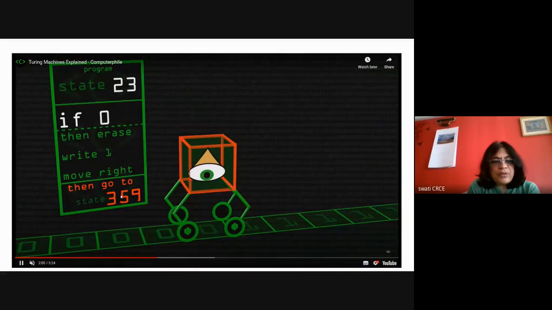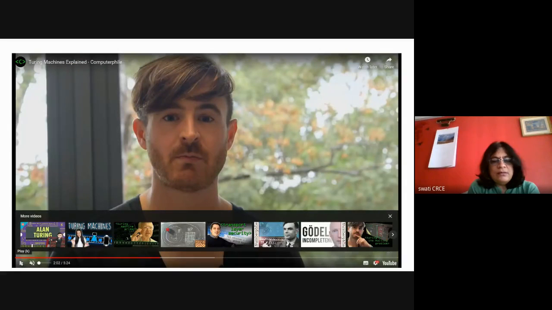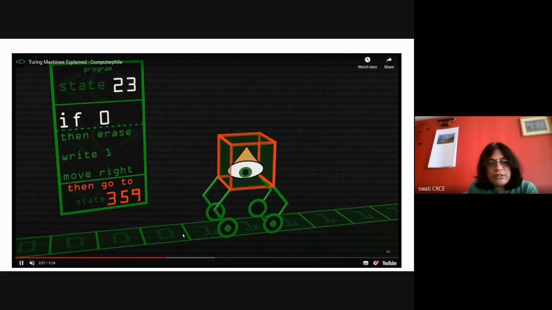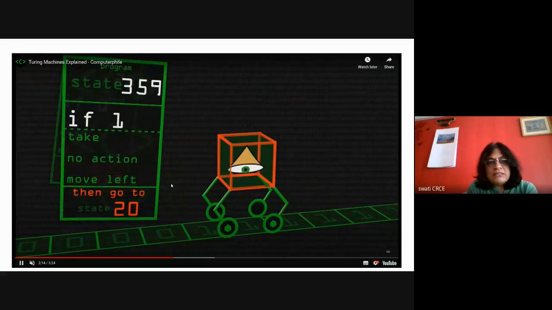Here the state is 23. It says that if it is zero, then erase the zero, write one and go to the right. Now it is in state 359. In state 359, we are saying that if there is one, then take no action. It will not do anything and will move to the left.